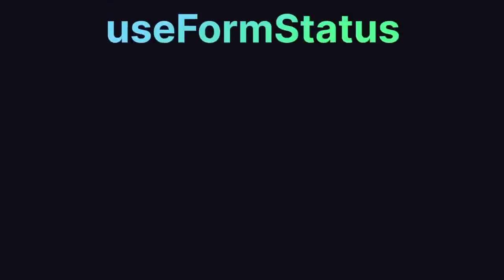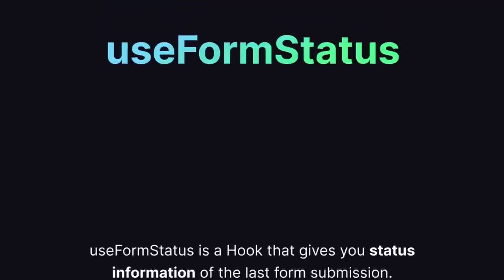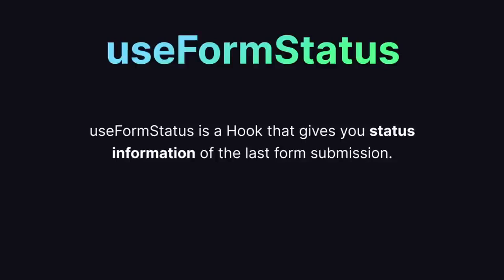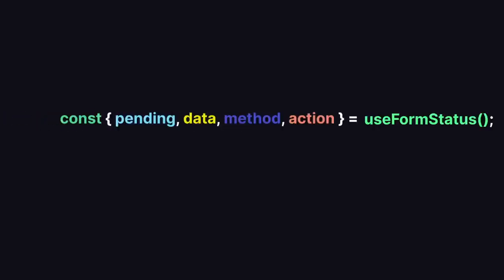Now let's talk about the useFormStatus hook in React 19. useFormStatus is a hook that gives you status information about the last form submission. And this is how the syntax will look. First of all, we are going to be executing our hook, and then we are going to be destructuring the pending, data, method, and also the action. Totally self-explanatory. Now let me write some code, then you will get to know what useFormStatus is.